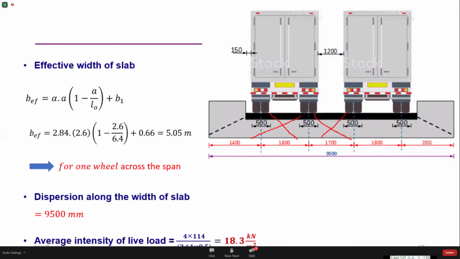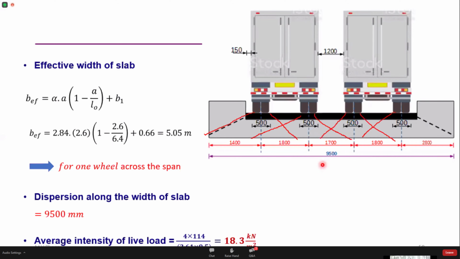I've just not drawn these lines to avoid the confusion of so many lines here. Something like this is going to happen, and this is something we already have. After subtracting all the overlaps, it is possible for me to calculate the total width of dispersion. In the present case, the total width of the dispersion is exceeding the width of the slab.